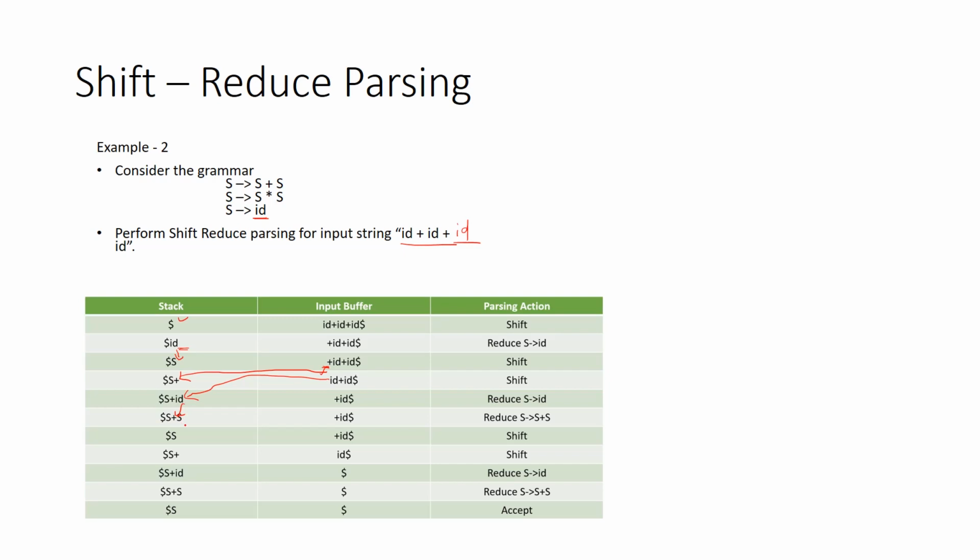Now S plus S is a handle, because it matches the body of the production. So S plus S is replaced with capital S.